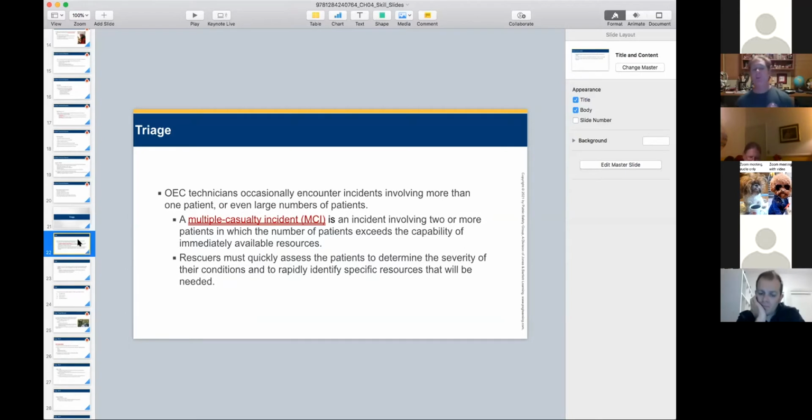But that's the big thing I want you to remember: it's an incident involving 2 or more patients in which the patients exceed the capability of the available resources. It's more than I can handle with what I got.